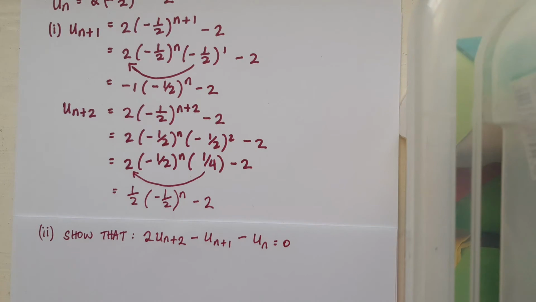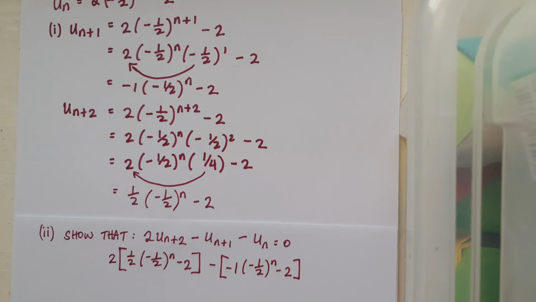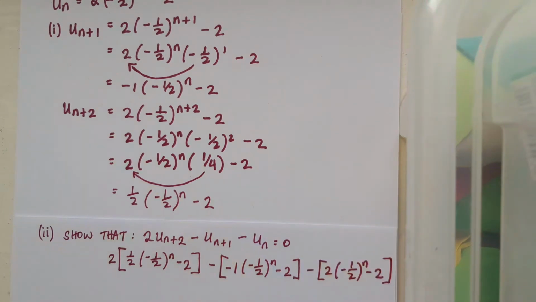In part 2, I'm asked to show that 2u_(n+2) minus u_(n+1) minus u_n equals 0. So now what I'll do is substitute in my results for u_(n+2), u_(n+1) and u_n into this equation and tidy it up and see, do I in fact get the 0 I want? So firstly, 2 times u_(n+2) minus u_(n+1). And there we go. Next we'll multiply out.